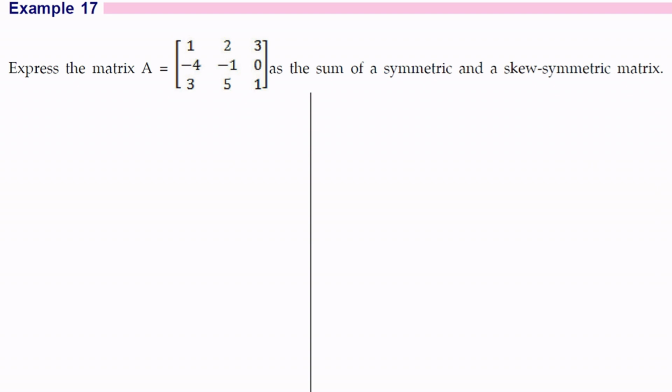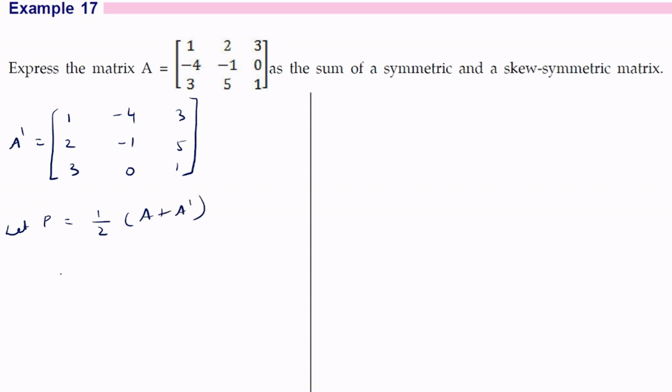So here is an example. Express the matrix A equal to this matrix as a sum of a symmetric and a skew symmetric matrix. So here this is A. So A transpose will be, the rows become columns. So it is 1, 2, 3, minus 4, minus 1, 0, 3, 5, 1. So let us take, let P equal to half of A plus A transpose.